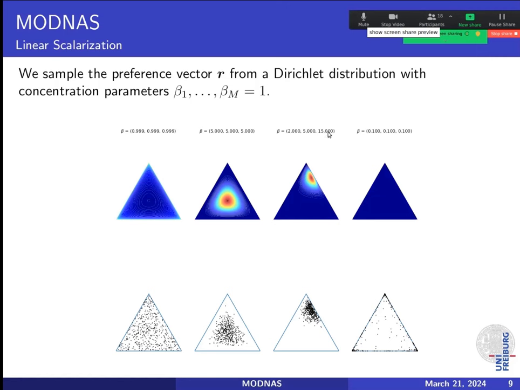If you set a higher concentration parameter for the third objective in the Dirichlet distribution, it will sample more densely higher values for that objective, so r3 will be higher than the rest. And of course, this could also be learned. That is a future direction, how to learn this sampling to have better coverage of your Pareto front. But that's future work. So we set this to 1 and always have something like this for the preference vectors.